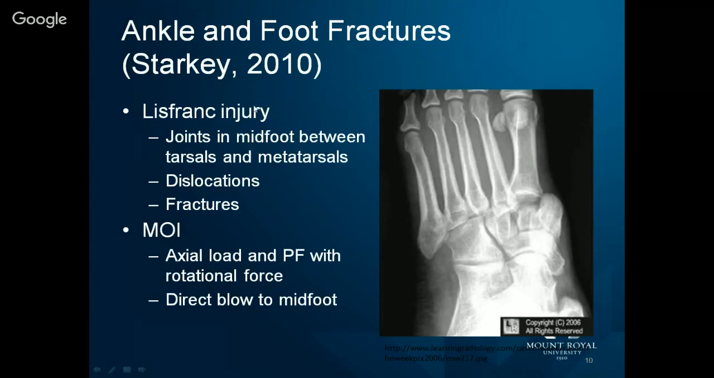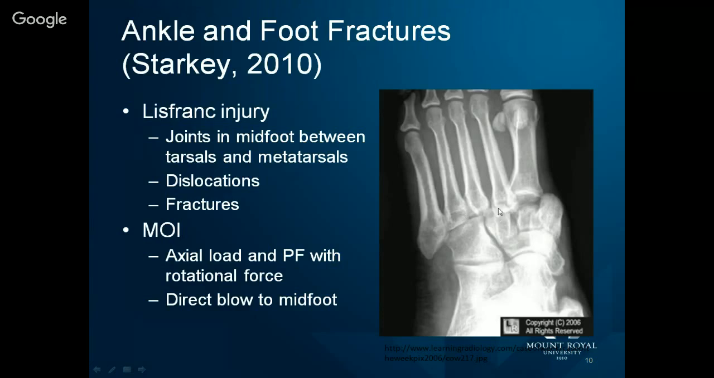Ankle and foot fractures. One to note in the midfoot is referred to as a Lisfranc injury. The Lisfranc area of the foot is between the row of tarsal bones, so your cuboid and your cuneiforms, and the bases of your metatarsals. Any injuries in this area are referred to as Lisfranc injuries, and dislocations or fractures can occur at this area.